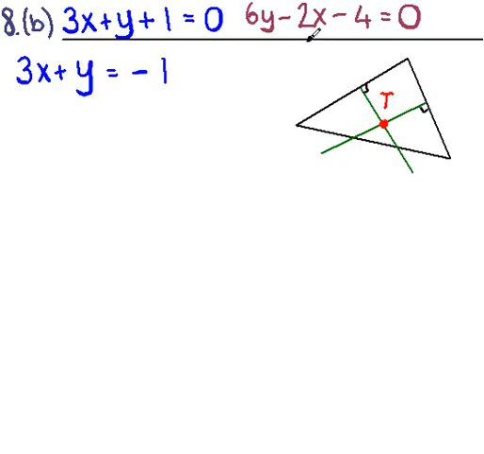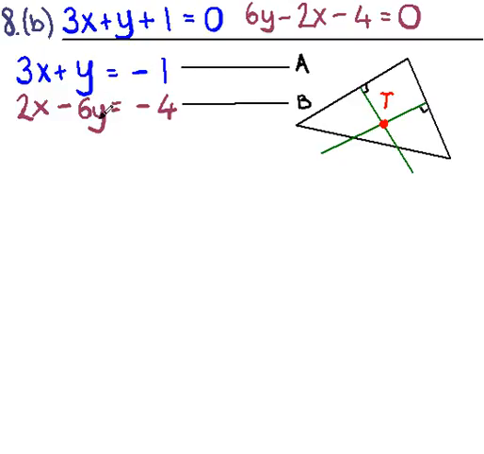And the second equation, we have 6y minus 2x minus 4 equals 0. With a bit of rearranging, we can get this equation to give us 2x minus 6y equals minus 4. So now we have our two equations set out the way we usually see them in simultaneous equations. So we'll label them A and B.